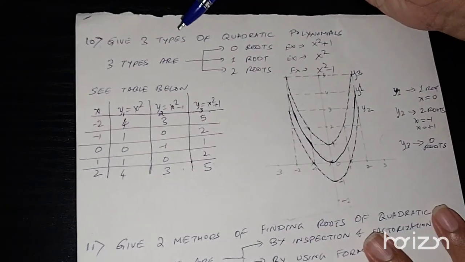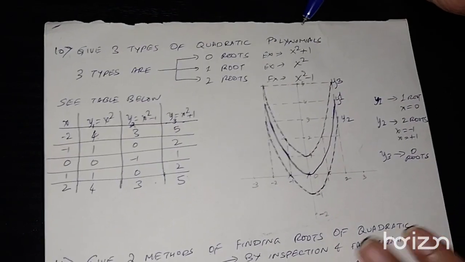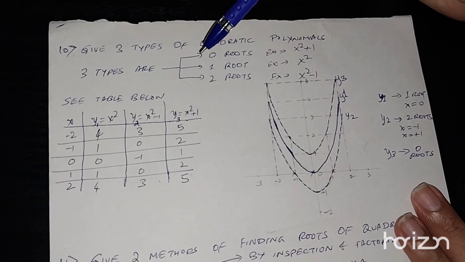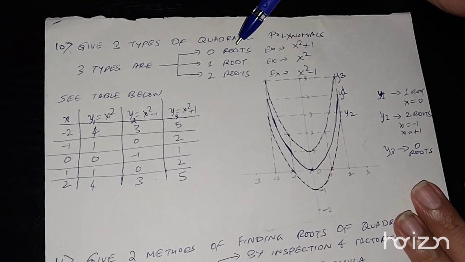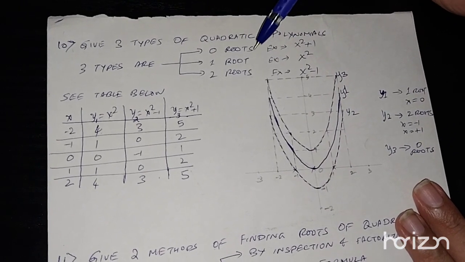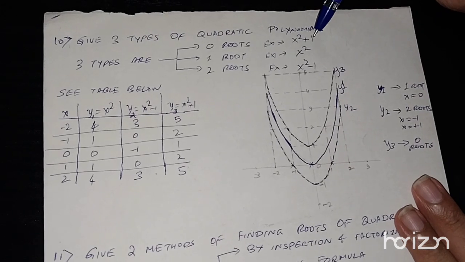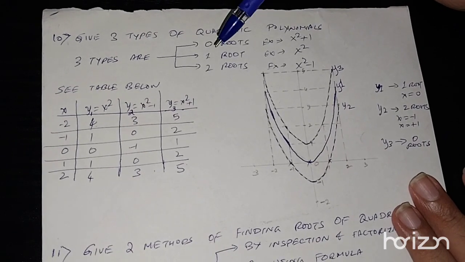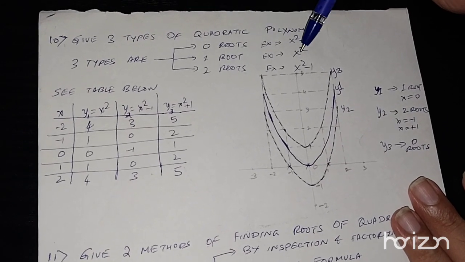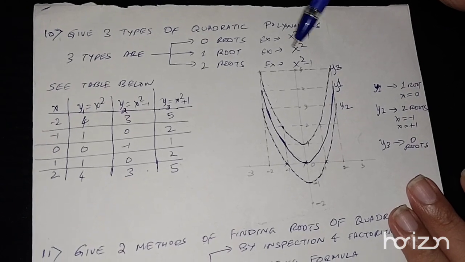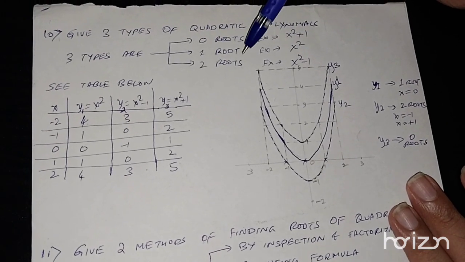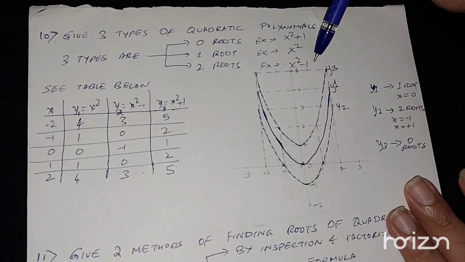So next question: give us 3 types of quadratic polynomials. The 3 types are: one type which has 0 roots, for example x squared plus 1. Another type which has only 1 root, for example x squared. Another type which has 2 roots, for example x squared minus 1.